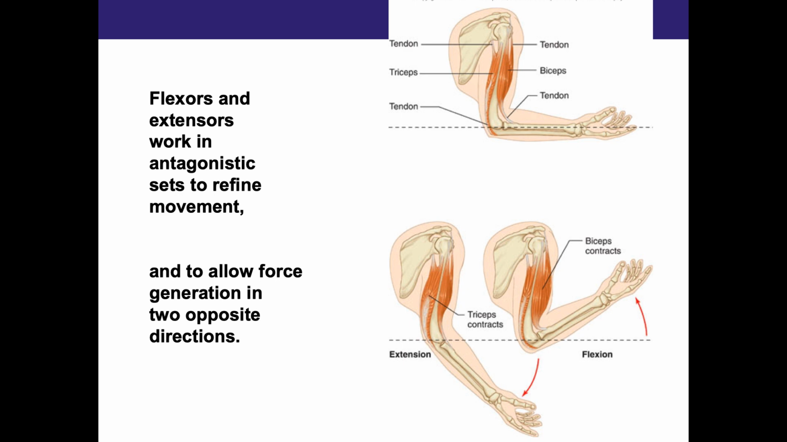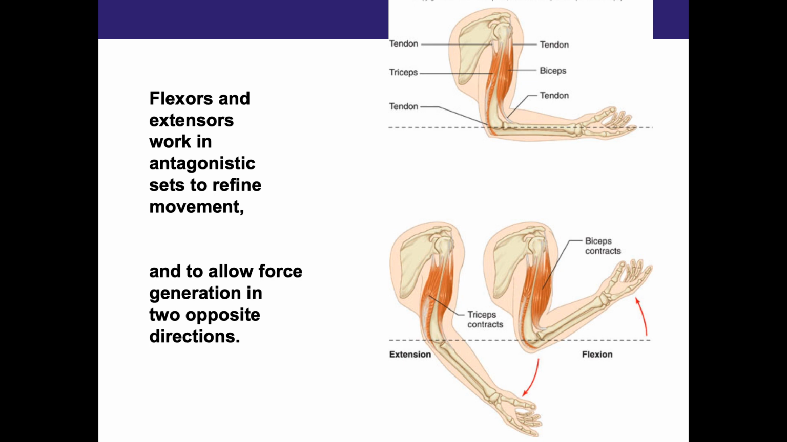Extensors increase the angle. My triceps move the bone in the opposite direction, increasing the angle. So the fulcrum is at my elbow. When my triceps contract, they move the bone away from my shoulder, increasing the angle. And these two muscles, the biceps and the triceps, have antagonistic effects, and it allows force generation in two opposite directions.